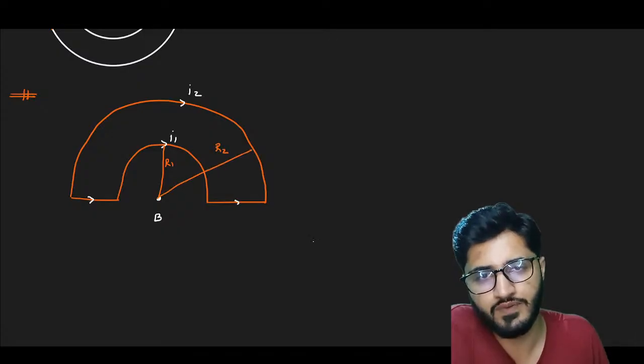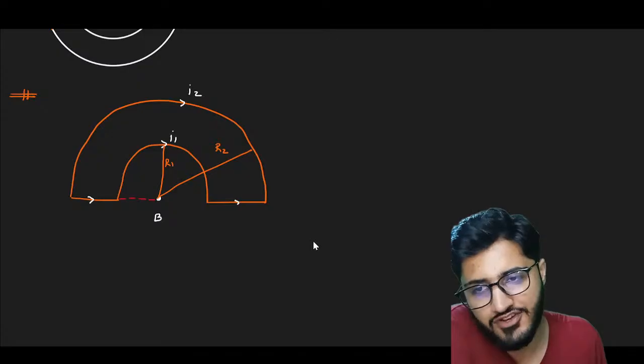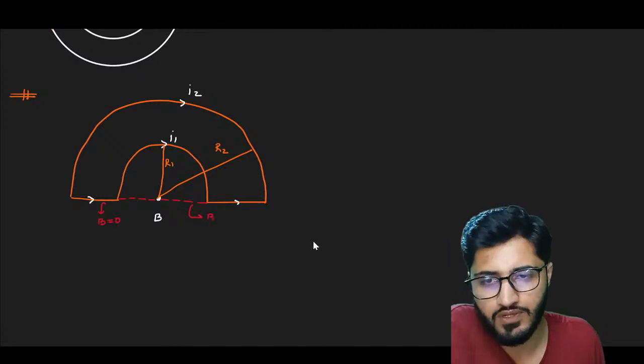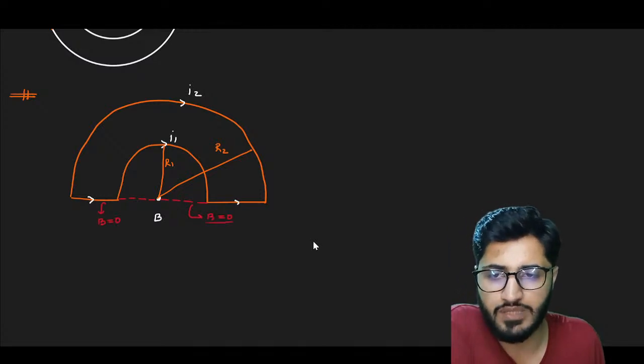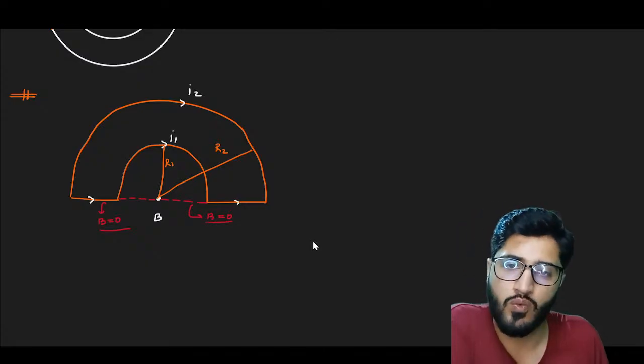Look, see here. If we are talking about this wire, this point is in the axial position, and we know that at the axial position B is 0. Now this wire is also lying in the axial position, so B is 0. So now we are left with two semicircular coils.